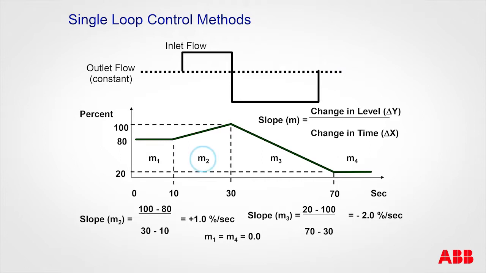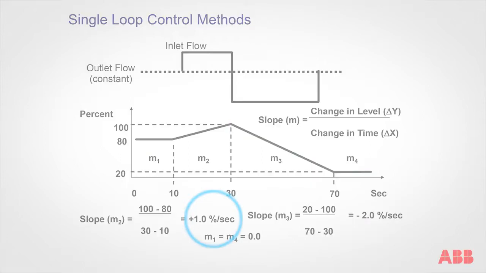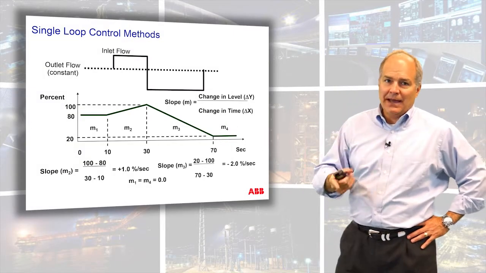Over here, what's slope 2? So slope M2 is going to be the change in the measured value, 100 minus 80, over 30 minus 10, which is the change in time. And it works out to a positive 1% per second. It's important that the sign matches what you're seeing.